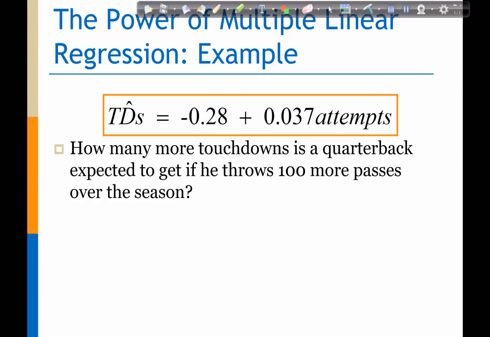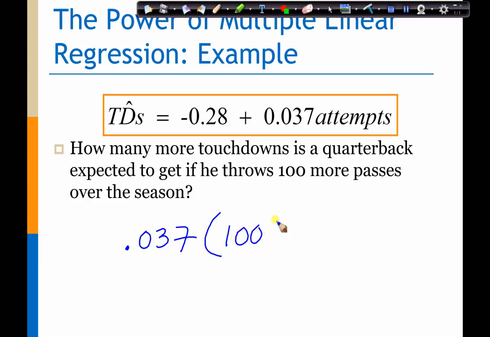So how many more touchdowns is a quarterback expected to get if he throws 100 more passes over the season? Well, if attempts goes up by 100, then touchdowns would go up by 3.7. So there I'm just multiplying 0.037 times 100, an increase of 100 attempts, to get 3.7. So here we see there's a positive relationship between the number of attempts and the number of touchdowns.